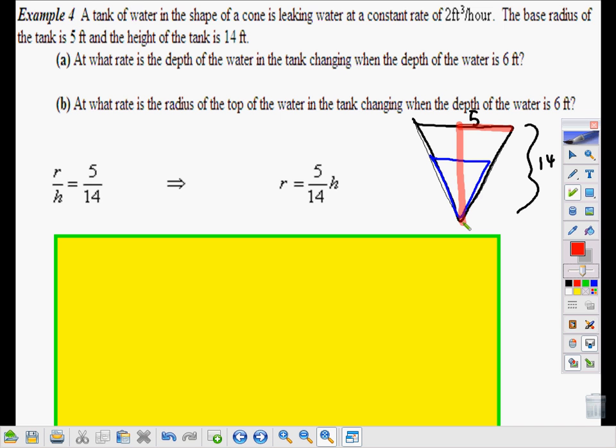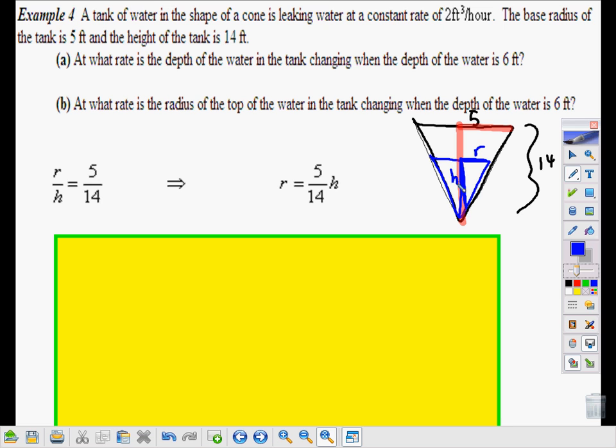Could you put 5 over r and then 14 over 6? Yes, that would give you a different answer. Hold on, let me put in the letters before I do that. Let me go to the blue. The radius of my blue is I don't know. The height of my blue is I don't know. Yes, it's 6, but it's still changing, so I never put it in until after I take the derivative. So it's h. These are my similar triangles: radius to radius equals height to height.